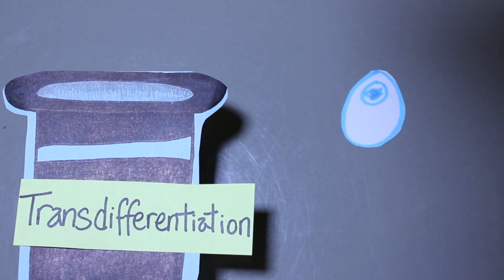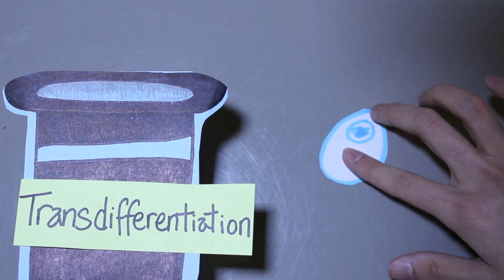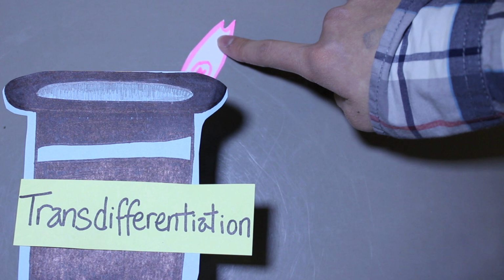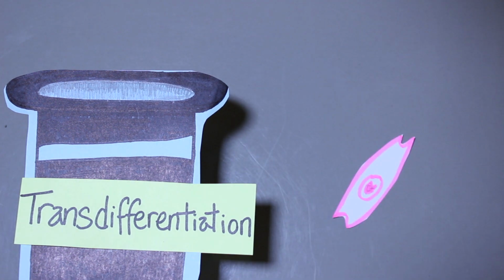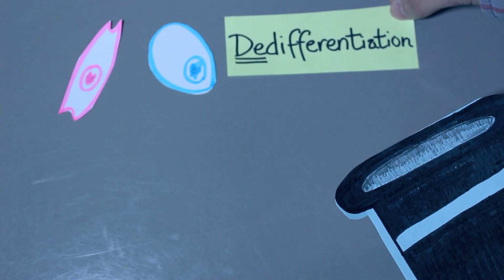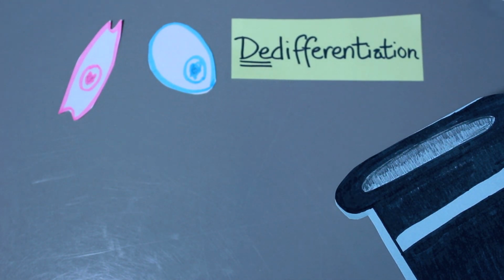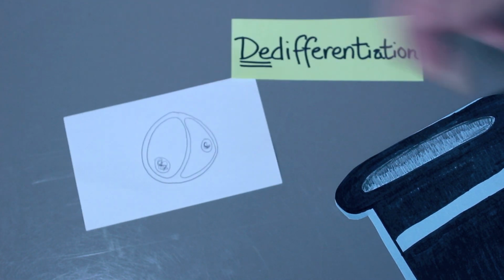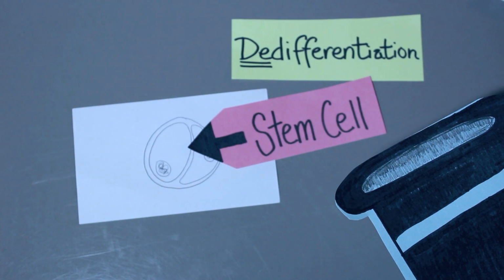Transdifferentiation is the process of a specialized or differentiated cell becoming a new or different specialized cell. This process, however, is only experimental and does not occur naturally in the body. De-differentiation is the process by which more specialized cells revert back to their more basic form, known as stem cells. This process is also experimental and does not occur naturally in the body.